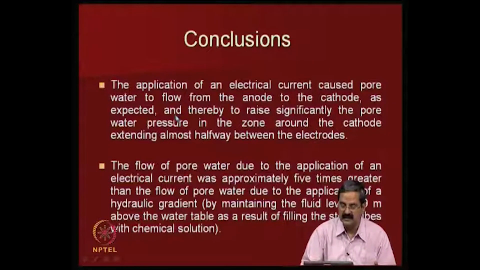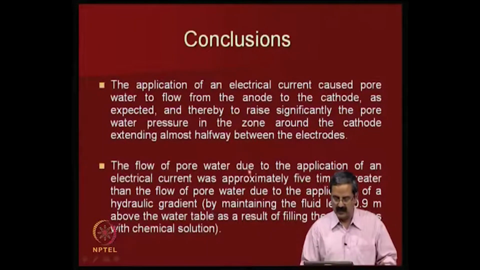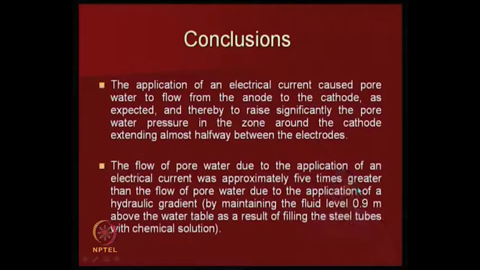But this was very clear: electrical current causes pore water to flow from anode to cathode as expected, so that pore water pressure in the zone around the cathode significantly increases, and then you remove that. Once the pore pressure increases, you remove it. The flow of water due to the application of an electrical current was approximately 5 times greater than the flow of water due to the application of hydraulic gradient, by maintaining the flow 0.9 times above the water table as a result of filling the steel tube.